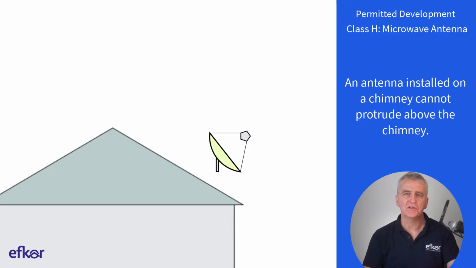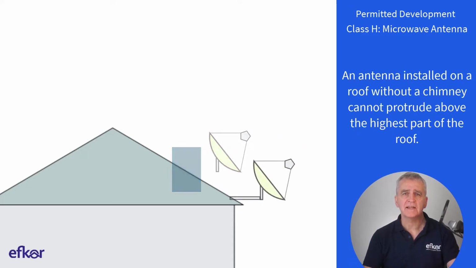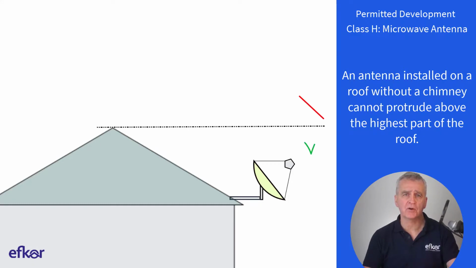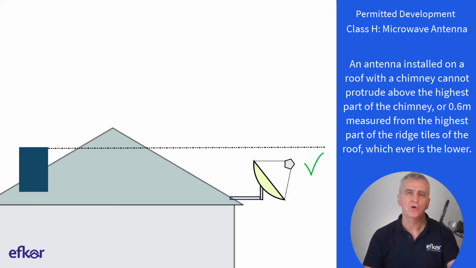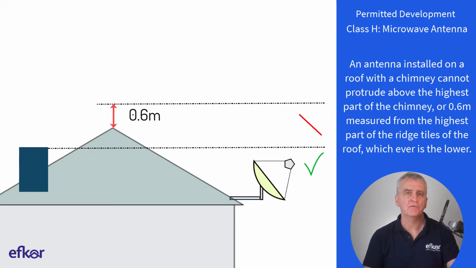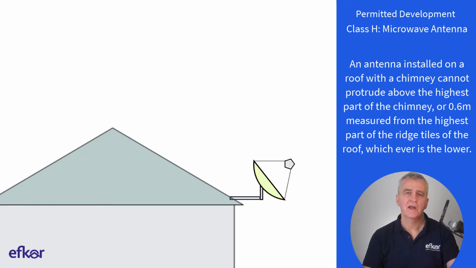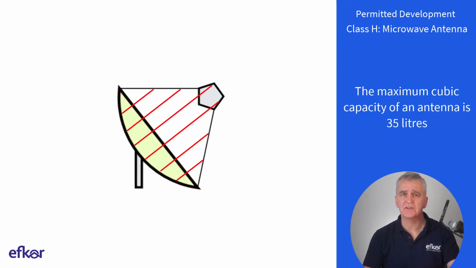An antenna installed on a chimney cannot protrude above the chimney. An antenna installed on a roof without a chimney cannot protrude above the highest part of the roof. An antenna installed on a roof with a chimney cannot protrude above the highest part of the chimney, or 0.6 metres measured from the highest part of the ridge tiles of the roof, whichever is the lower. The maximum cubic capacity of an antenna is 35 litres.